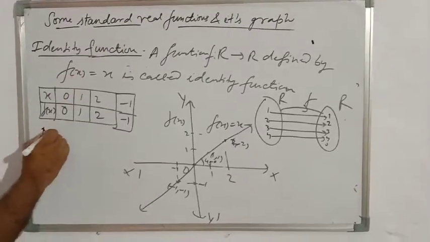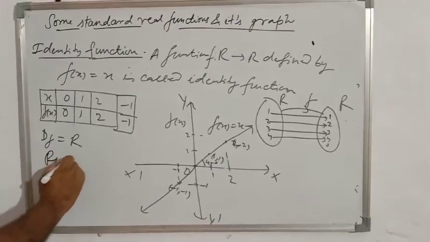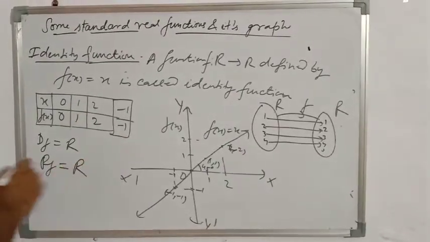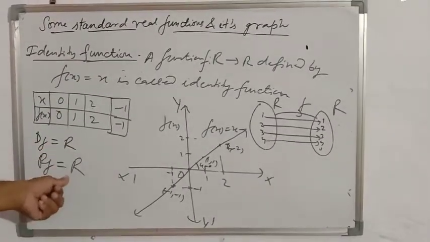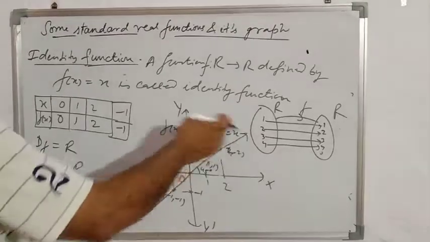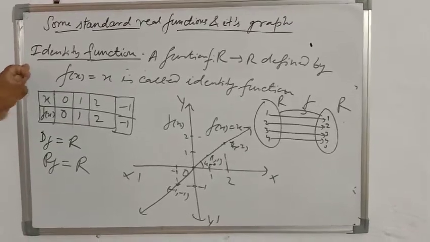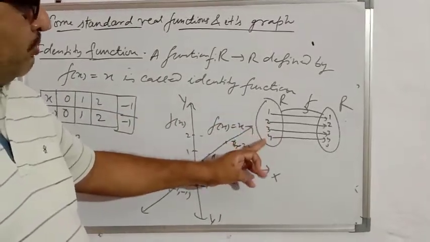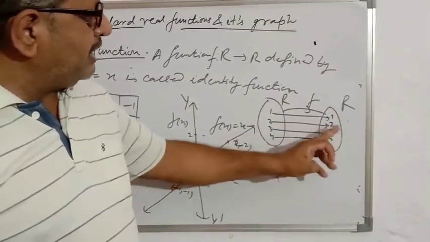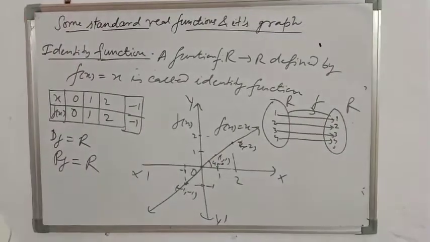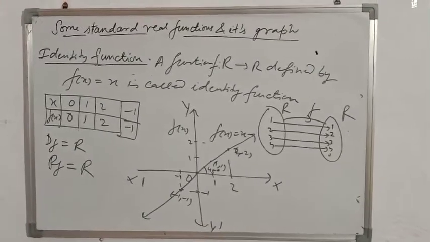What is the domain of this function? It is defined for all real numbers. What is the range of this function? The range is again all real numbers. So this is the identity function: domain is real numbers, range is also real numbers. The graph of this function is like this. So the identity function is a function in which the image of every element of the domain is the element itself in the codomain. So this was the identity function.